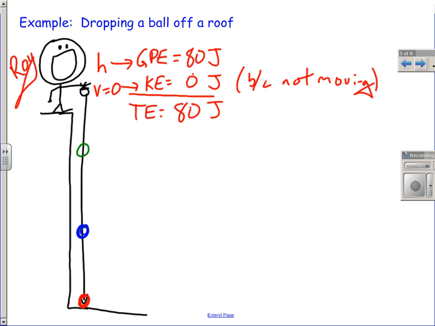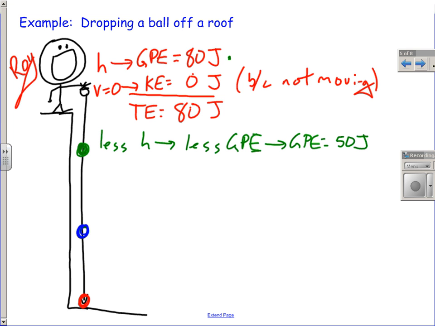So the idea is, as the ball goes down, the height gets smaller and smaller, right? For example, here at this green spot, the height is going to be some smaller number. So that means you're going to have less GPE. Maybe the GPE here is, and again, I'm going to make up a number, the only important thing is that it needs to be smaller than 80 joules. There's a way we could mathematically calculate it, but let's suppose that the GPE at this point is 50 joules.